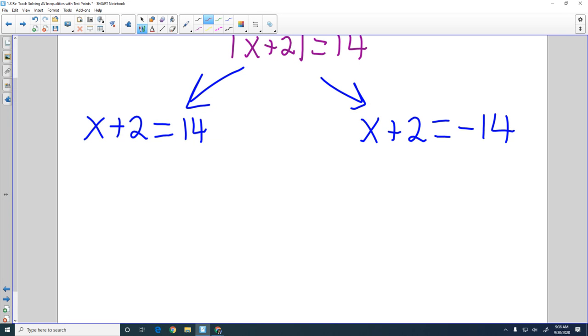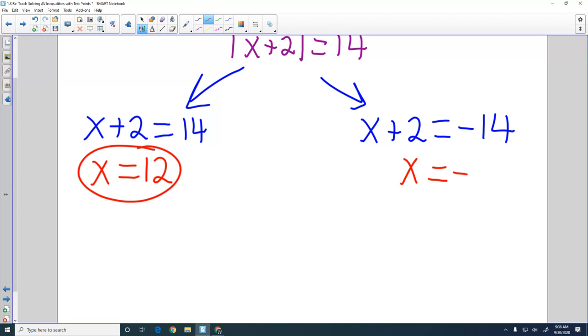So this is what we're going to solve. On the left side, we just subtract 2, and we see that x can equal 12. It's one possibility. Over here on the right, x can equal negative 16. It's another possibility. So if this were an equation, we would be done. Well, check your answers, right? If you do plug them in, it does work. Both of these numbers will work.